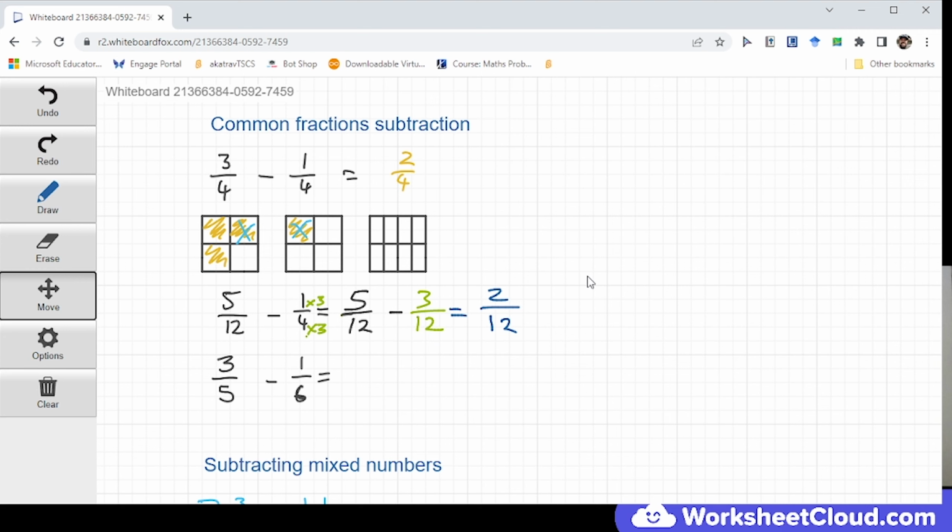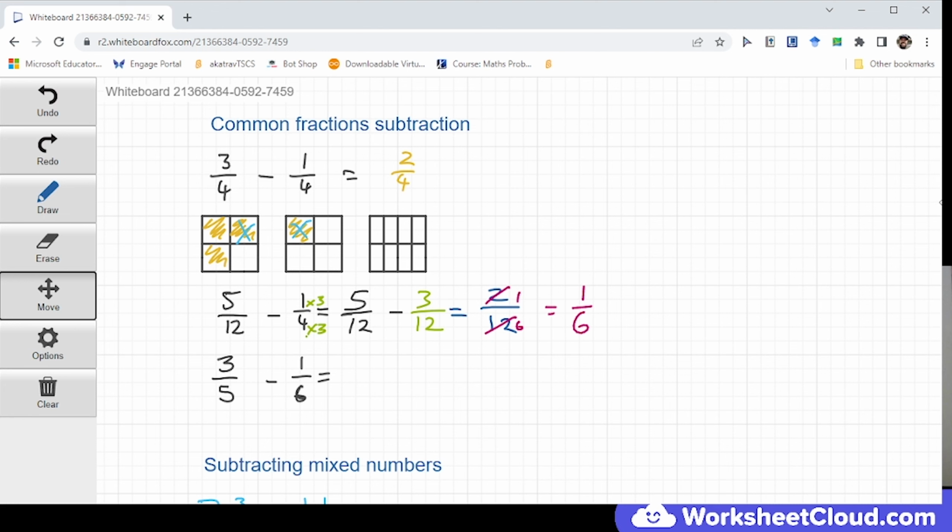But what I would do is I would say to myself, is there anything that can go into 12 and into 2? I notice that 2 goes into there, and 2 goes into there 6 times, and 2 goes into there once. And in fact, that is my simplified answer, 1 over 6.